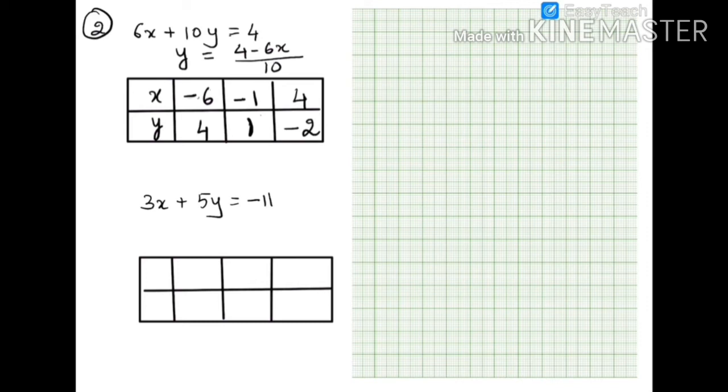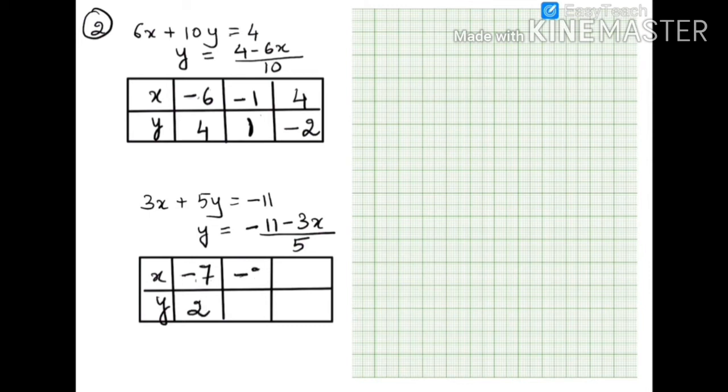Similarly, write the second equation in terms of y. So we get y equal to (minus 11 minus 3x) divided by 5. Again choose the value of x such that the numerator becomes a multiple of 5. Let's take x as minus 7. So minus 7 into minus 3 is 21, and 21 minus 11 is 10. 10 divided by 5 will give us 2.